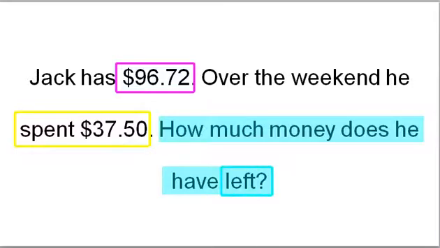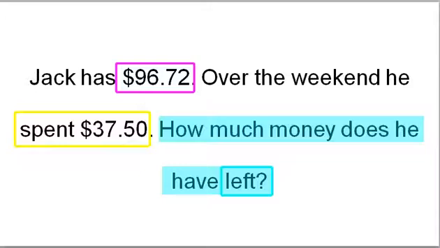So in Jack's pocket, he has $96.72. He goes to the mall, he spends $37.50. How much money does he have left? Is our amount left going to be greater than $96.72 or less than $96.72, and why? If I'm spending money, am I putting more into my wallet, or am I taking it out and giving it away? Does it leave me with more money than I started with, or less?